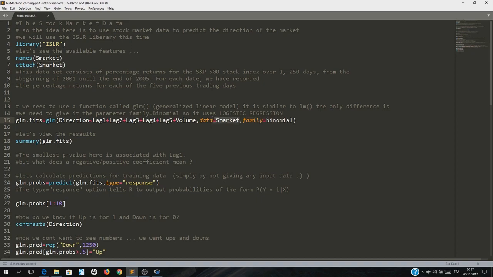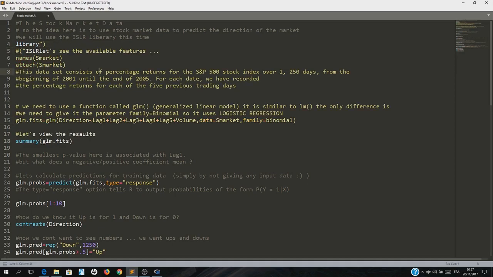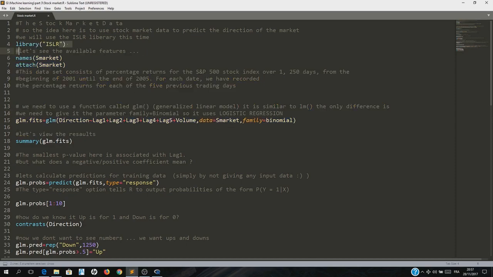We're going to use the data from SMarket that we just downloaded. This is the direction, our y that we're going to predict. These are our x's, the percentage in day 1, day 2, 3, 4, 5, and the volume. So we have 6 x's, 6 features, and 1 label. Using glm, how do we know it's logistic regression? Because we specified family equals binomial. So let's fit this model to the data.